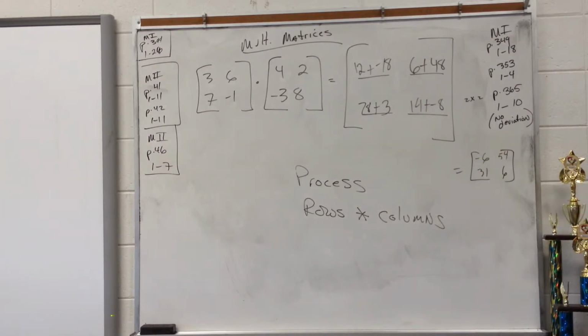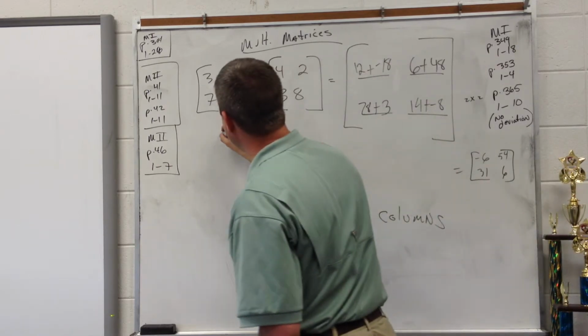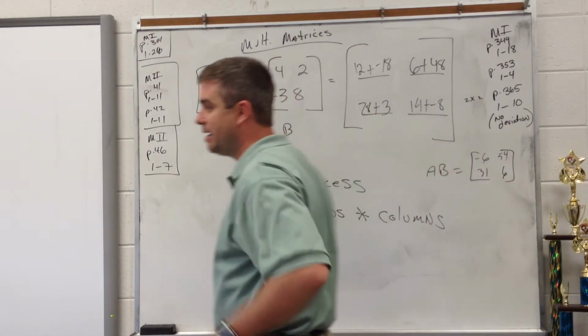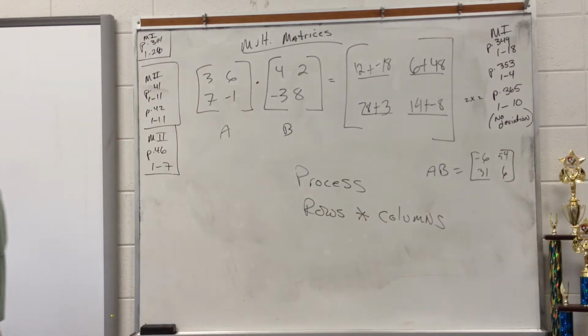This is the answer. This is the rough draft. This is the final draft. This is the answer. Okay? What do we find here? If this was A and this was B, we simply found A times B. Matrix A times matrix B. AB is equal to that stuff. Okay? Questions?